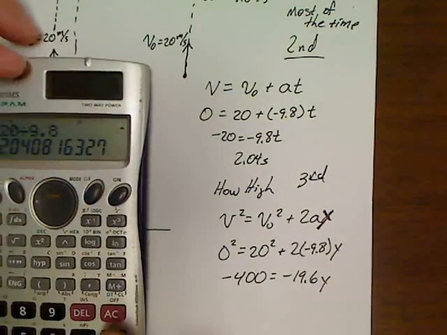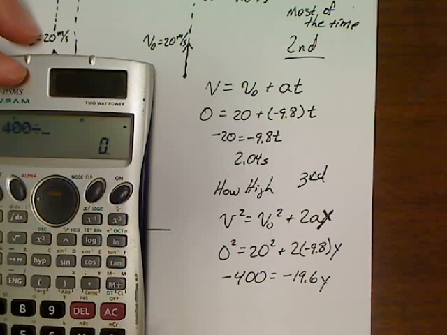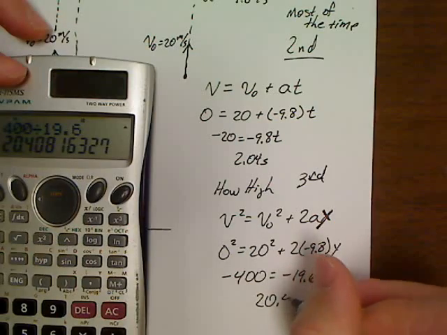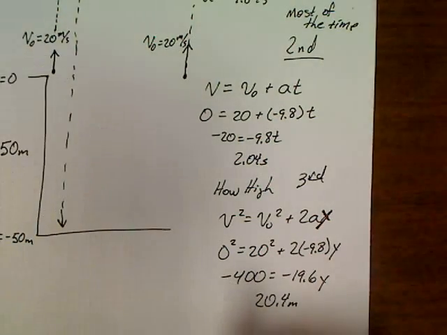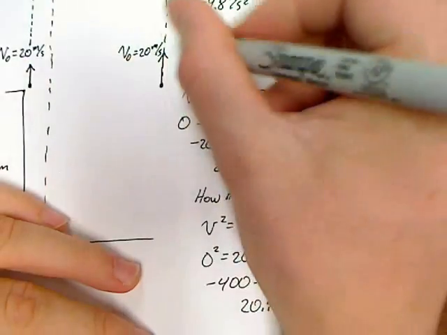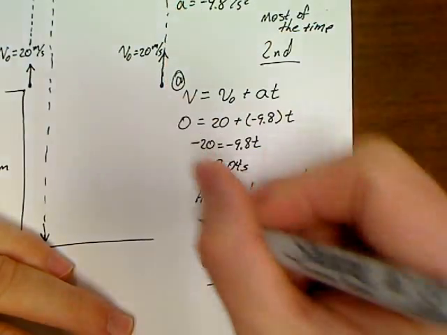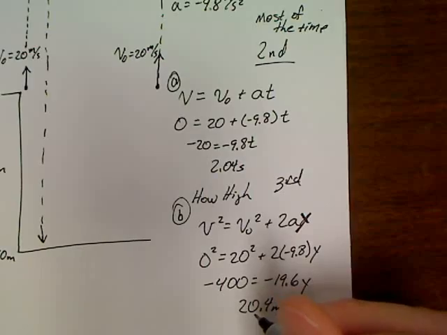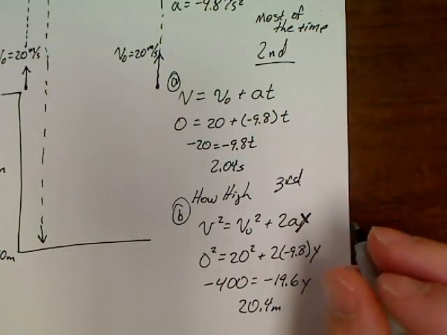400 divided by 19.6, 20.4. So our object goes up to a maximum height of 20.4 meters. So we have answered our part A. We have answered part B. So now let's see if we can answer part C in this example.